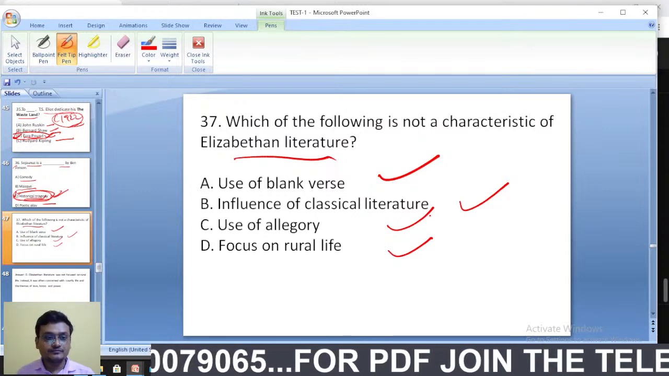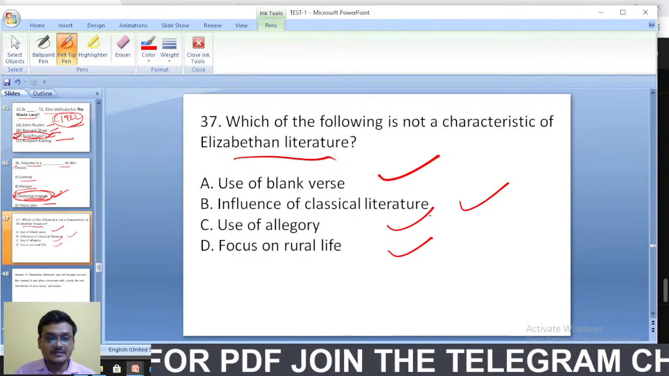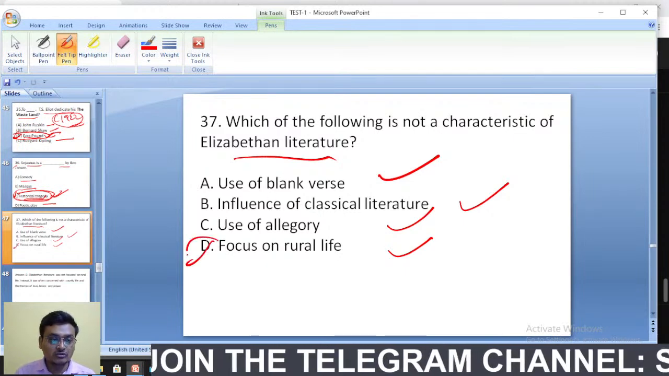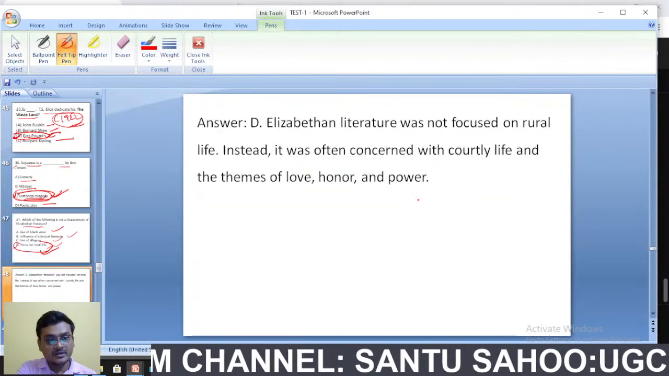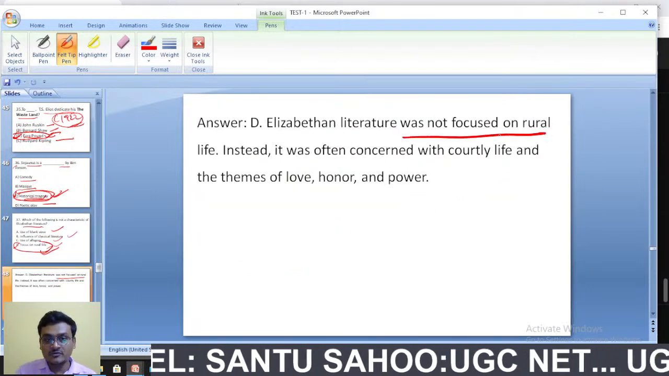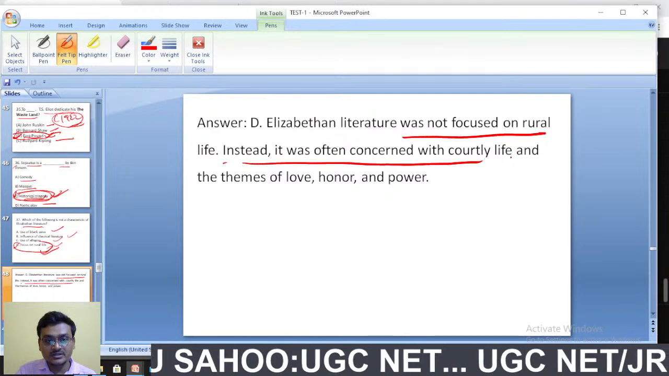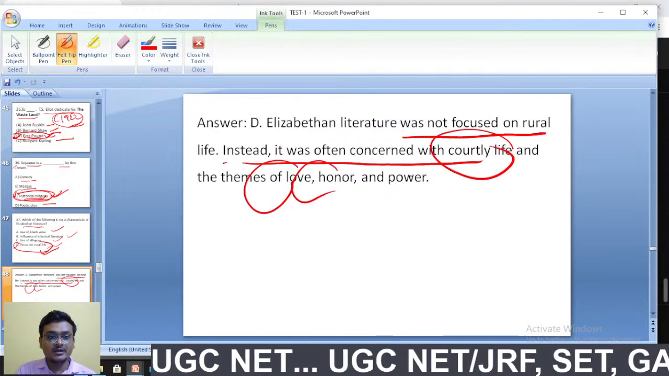Exactly. It is a characteristic of Elizabethan literature that they did not focus on rural life. So D is the right answer. Elizabethan literature was not focused on rural life. Instead, it was often concerned with courtly life, themes of love, honor, and power.